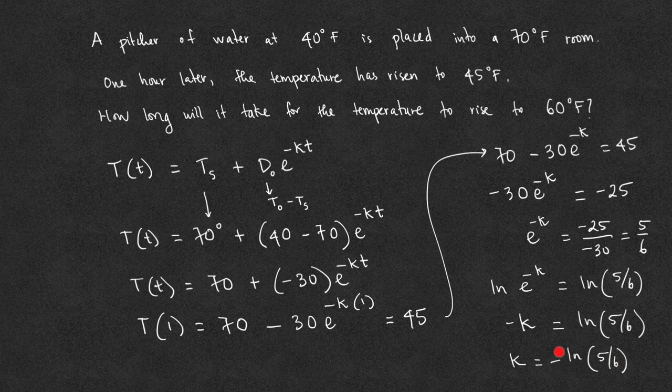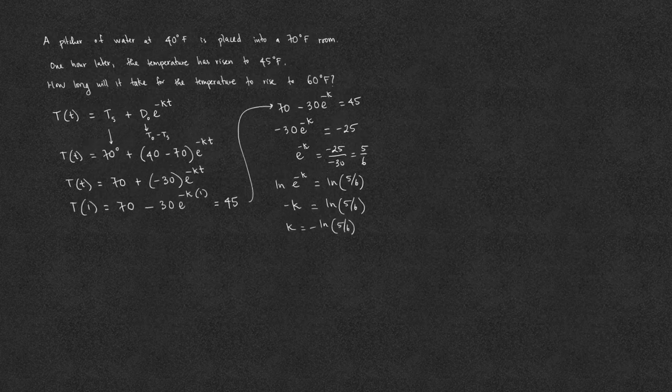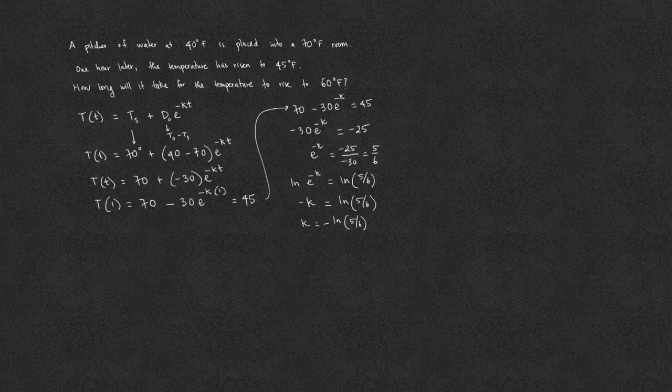We can use a calculator to find out what negative ln of 5 over 6 is, but it is a simple enough expression that we just leave it for now. We update the equation. T of t is 70 minus 30 e to the negative of the negative canceled out. There's a negative sign in the formula, and there's a negative for k. But k is negative ln of 5 over 6, and then the variable is t.